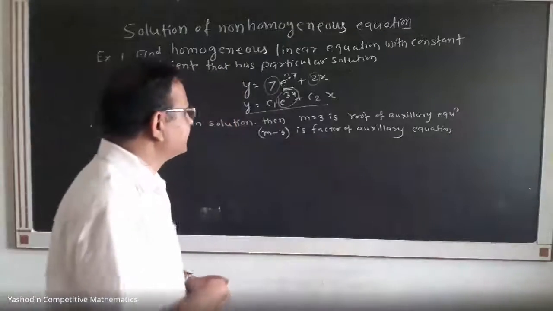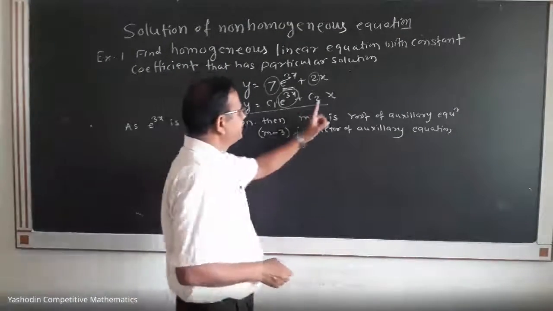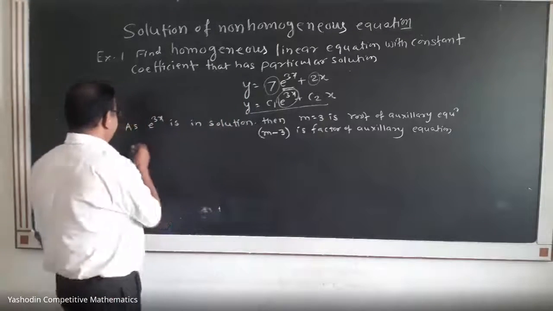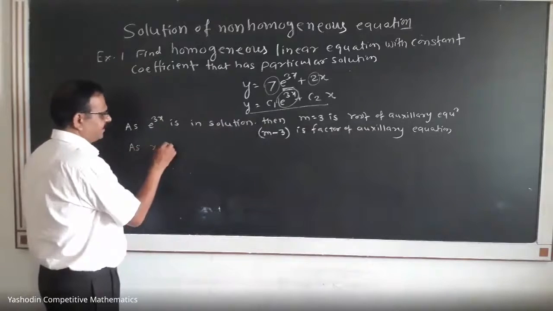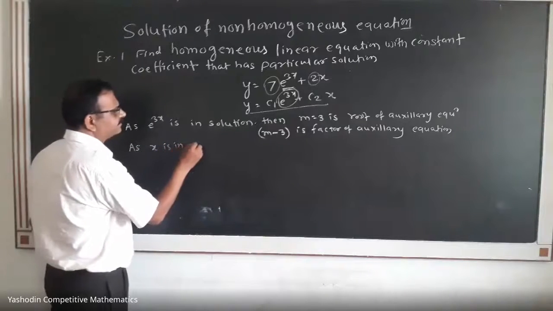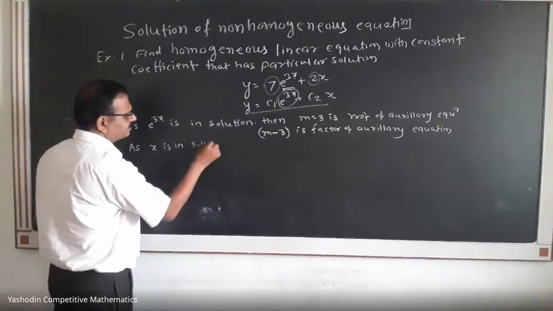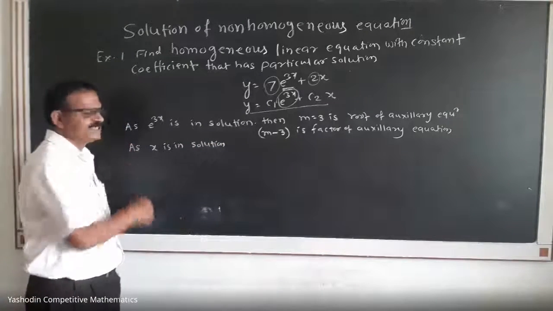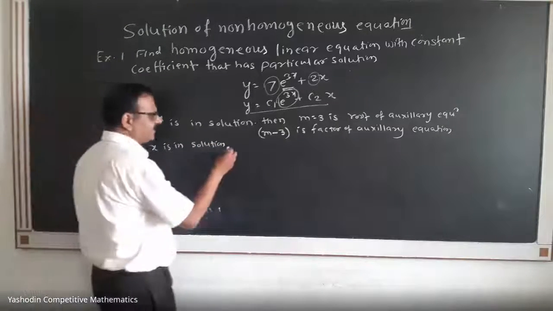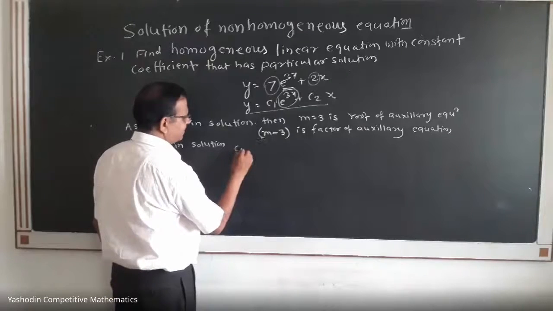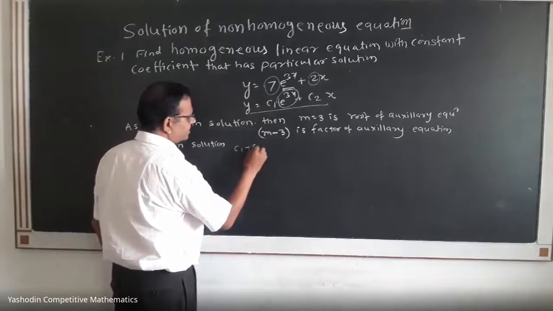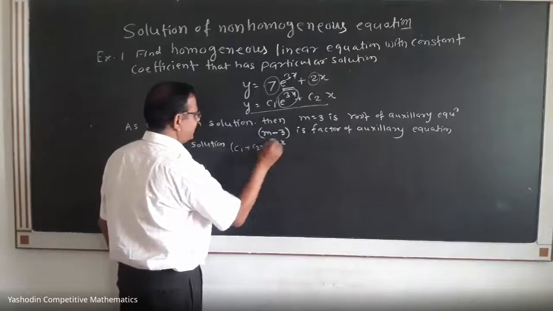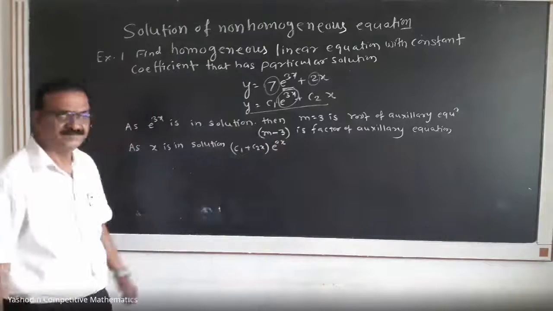Now let us see the second term. The second term is c2x. As x is in the solution, how can we write x? x can be written as c1 plus c2x into e raised to 0x. In this way we can write x.